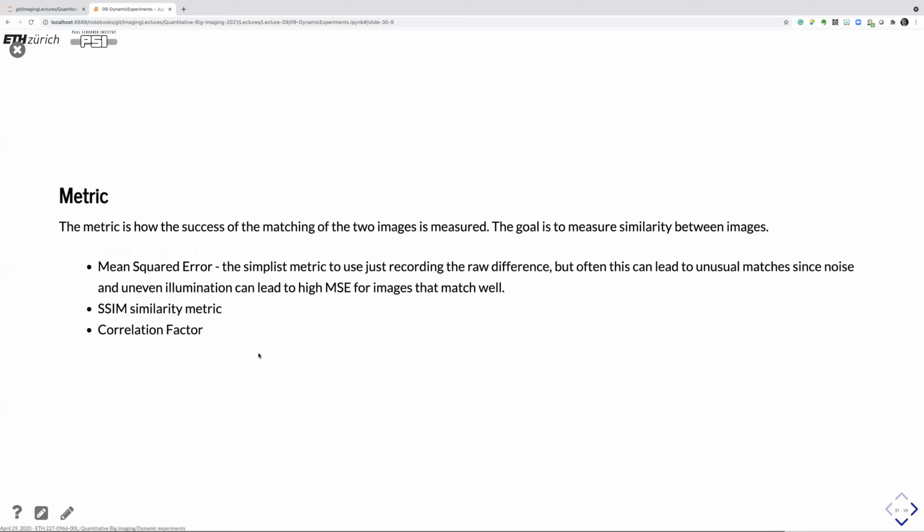Metric, we have different metrics here. I already mentioned the mean squared error, but that can be misleading. And there are some people claiming the structural similarity metric as one, or we can also look at correlation factors. And why not use a combination of them and put all into the optimizer and see where it's going to be best.